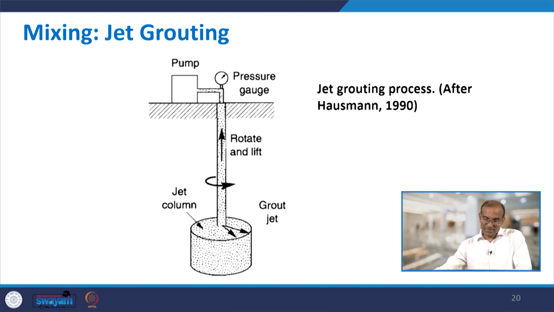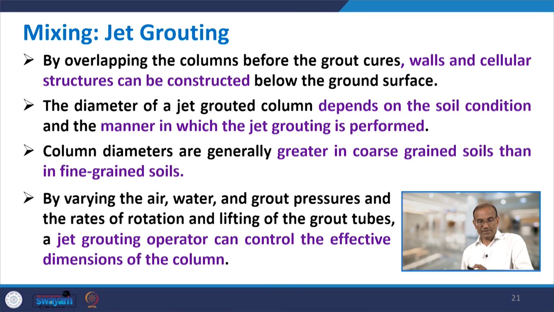Here in jet grouting, what is done? You have a stem and it gets rotated and lifted. Basically, you have a jet column. So, ultimately this part is left out, grout jet with this, because this is rotated and lifted, and this is the jet grouting process, by Houseman in 1990. This arrangement has a pump, pressure gauge, rotation, and this is quite similar, but the bottom part where the grout jet is used is different. So, this was about jet grouting.